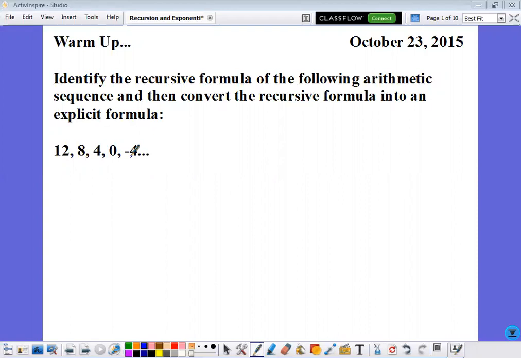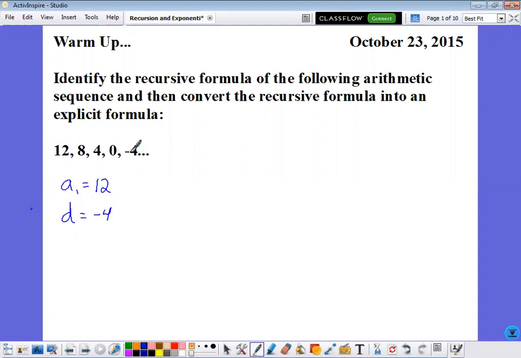So there were a couple main elements that we needed in order to develop the recursive formula or the explicit formula, and those two things were my first term and my common difference. So the first term should be one of the easier things to find, right? Whenever we have a sequence, our first term is the term that is first. So that is 12. Our common difference is the difference between our terms. So in this case, we're going down 4 each time, from 12 to 8 to 4 to 0 to -4. So our common difference will be seen as -4.